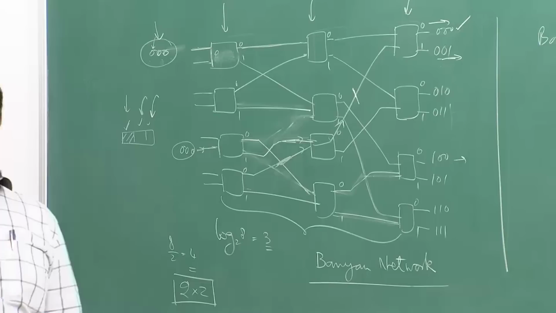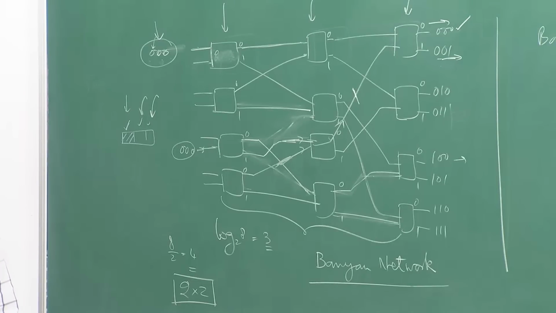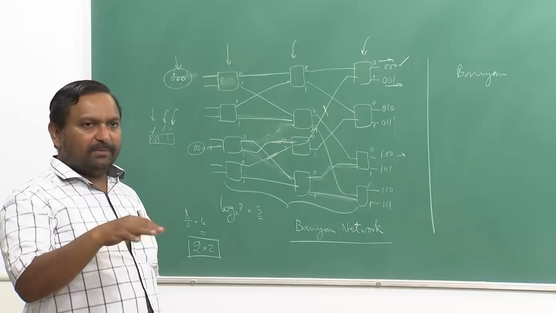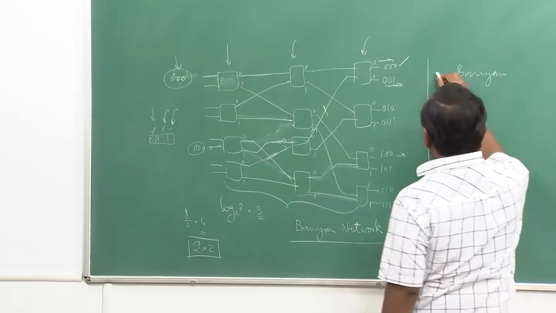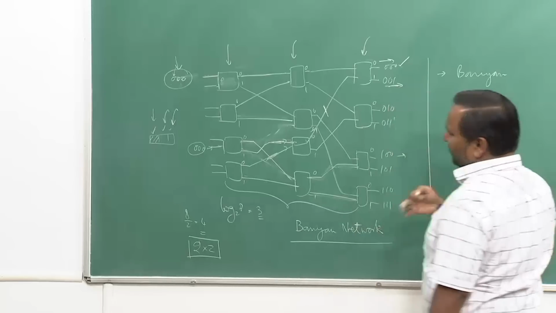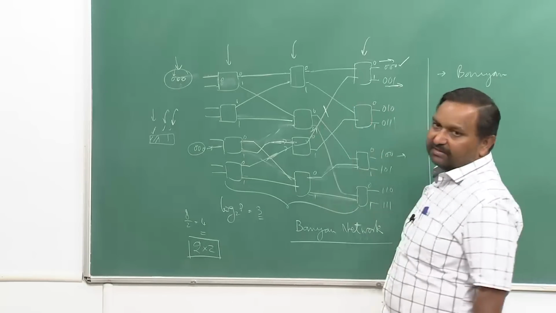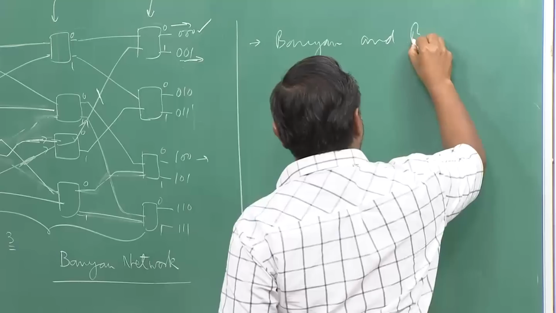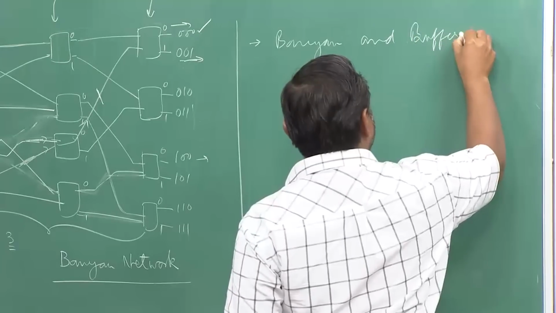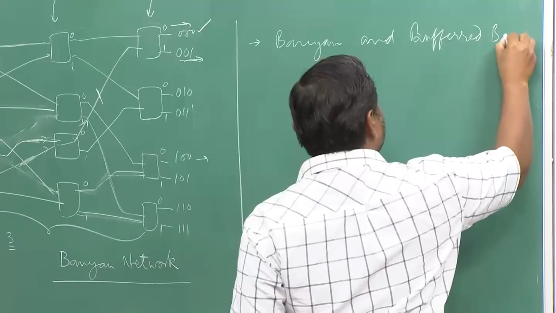Because of this, the performance of these Banyan networks is not very good, okay, it is actually limited because of this internal link blocking. So, we do have Banyan networks, but people have then invented methods to take care of these kinds of conflicts. So, we also have buffered Banyan, and we will be looking into the buffered Banyan analysis in the next week.